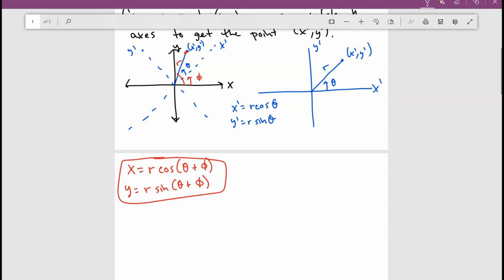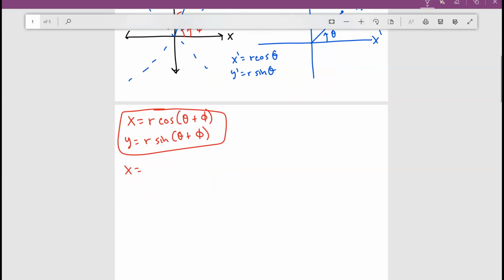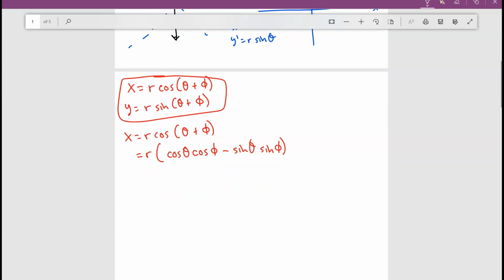What we can do is take x equals r cosine (theta plus phi), and use the sum and difference formula of cosine, which is a trig identity. So this is going to be cosine theta cosine phi minus sine theta sine phi. So I can distribute the r: r cosine theta cosine phi minus r sine theta sine phi.